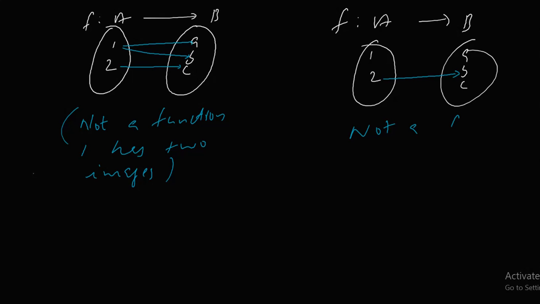This is again not a function. You know the reason? The reason is that 1 does not have an image, right? 1 does not have an image. So if any relation is like this, in these situations, definitely we can say that those are not functions.